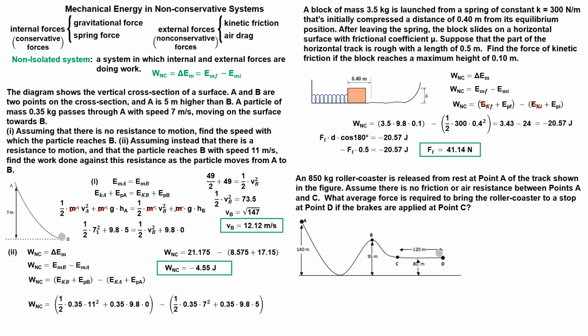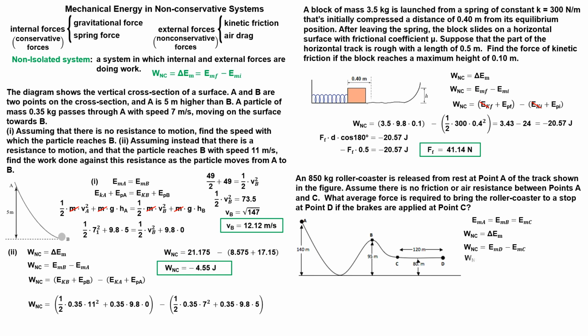No energy is lost from the system between points A and C. The amount of energy in the system remains constant throughout. This means energy can be compared at any 2 points. But we are asked to find the force required to stop the roller coaster between points C and D. So there is friction, and the work done by non-conservative force is equal to the change in the mechanical energy between points C and D.